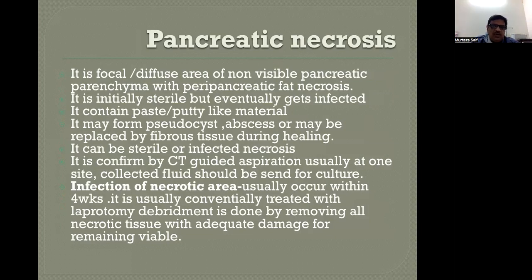It is initially sterile but eventually gets infected. It contains pasty, putty-like material. It may form pseudocyst, abscess, or may be replaced by fibrous tissue during healing. It can be sterile or infected necrosis, confirmed by CT-guided aspiration, usually at one site; collected fluid should be sent for culture and sensitivity. Infection of the necrotic area usually occurs within 4 weeks. It is conventionally treated by laparotomy and debridement, removing all necrotic tissue with adequate drainage, leaving the remaining viable tissue.